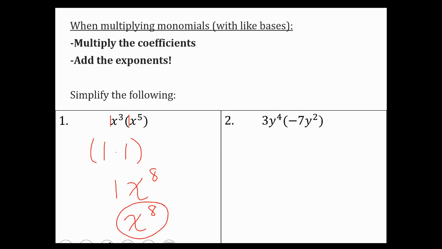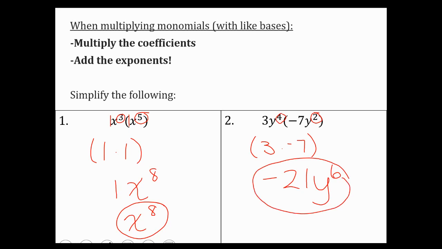Let's take a look at another example. We have 3y to the 4th times negative 7y to the 2nd. So we have 3 times negative 7. We're going to multiply those numbers in front. That's going to give us negative 21. And then we're going to add our exponents here, just like we did over here with the 3 and the 5. 4 plus 2 gives us 6. So that gives us y to the 6th power. And that's it. Let's take a look at another couple examples.